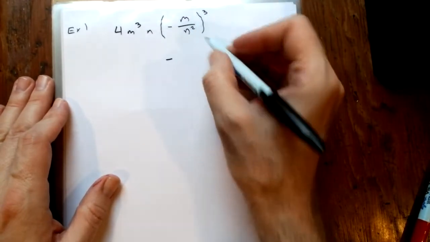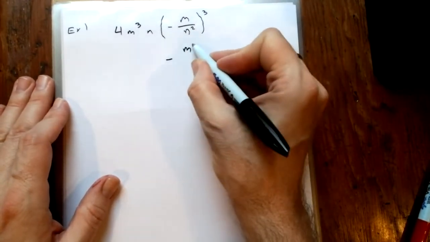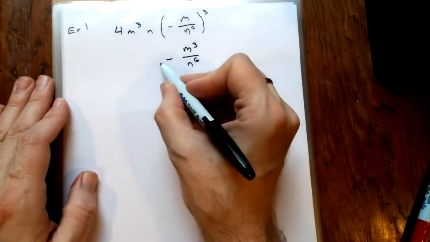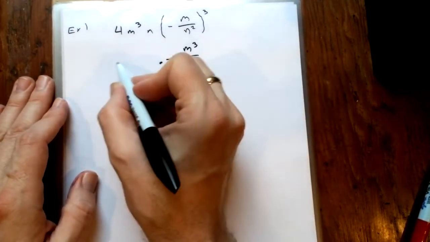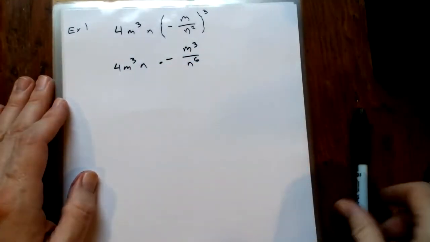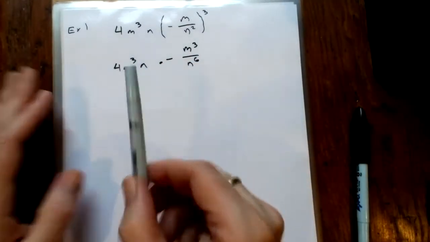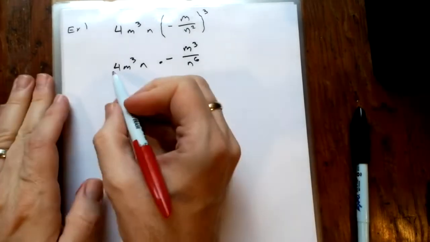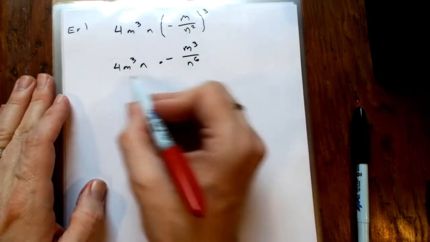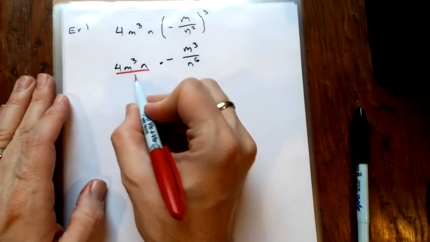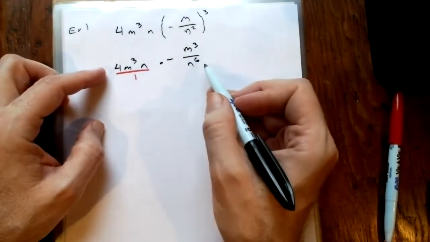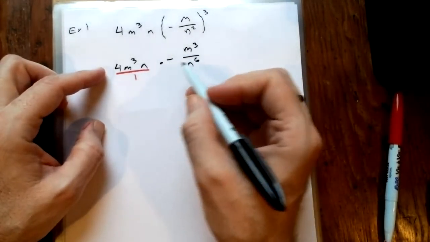And now I just apply that power rule here. That'll be m cubed over n to the sixth. And this is times our 4m cubed n. Now, if you've got just a single expression out here, if it doesn't quite click with your brain, you can always put this over 1. And now when we apply our quotient rules, then you can simplify things like this.